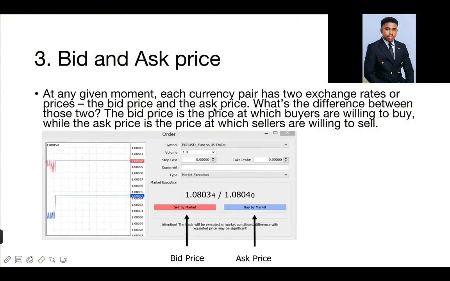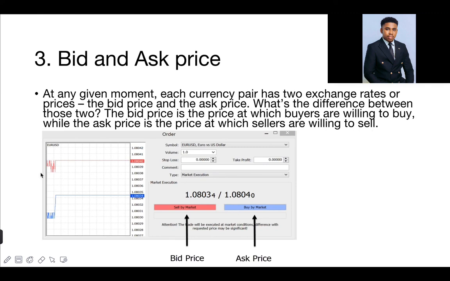So moving on, let's talk about bid and ask price. At any given moment, each currency pair has two exchange rates or prices, the bid price and the ask price. So what's the difference between these two? Now, the bid price is the price at which the buyers are willing to buy, while the ask price is the price at which the sellers are willing to sell.